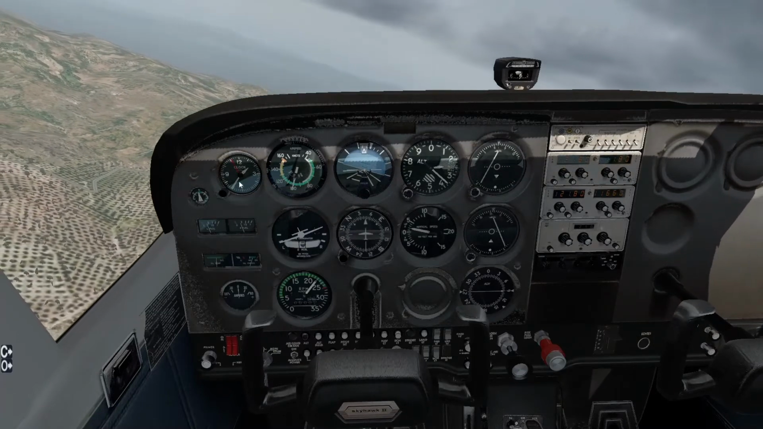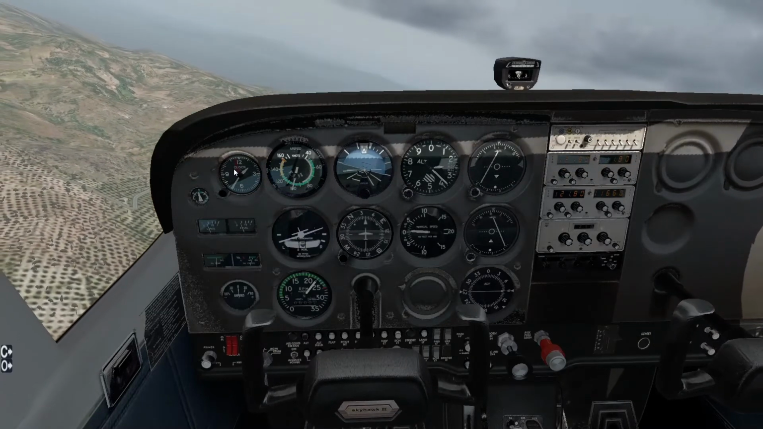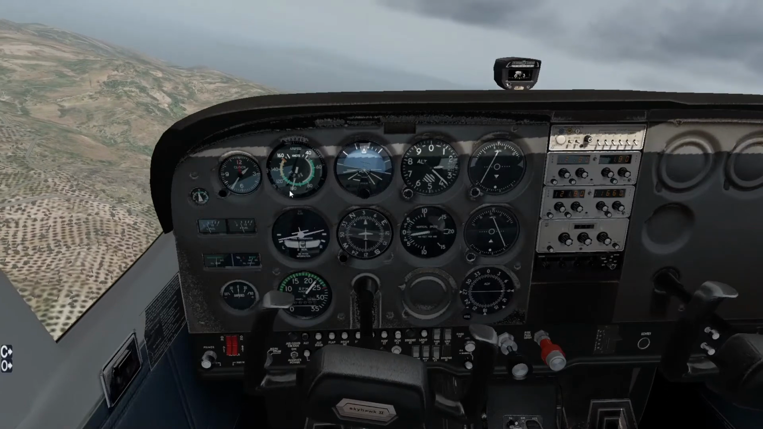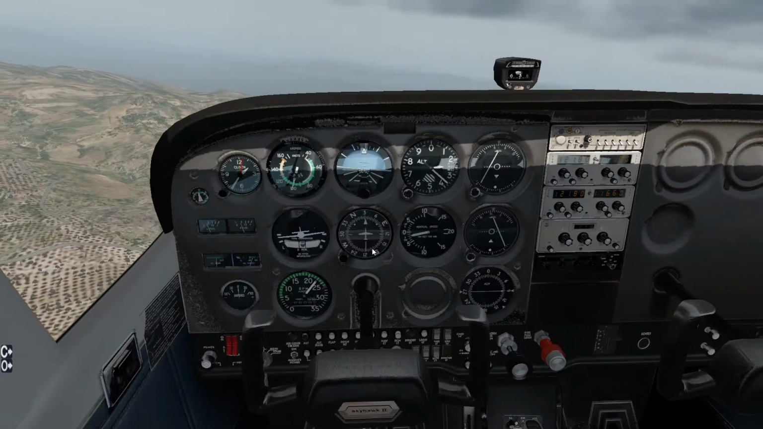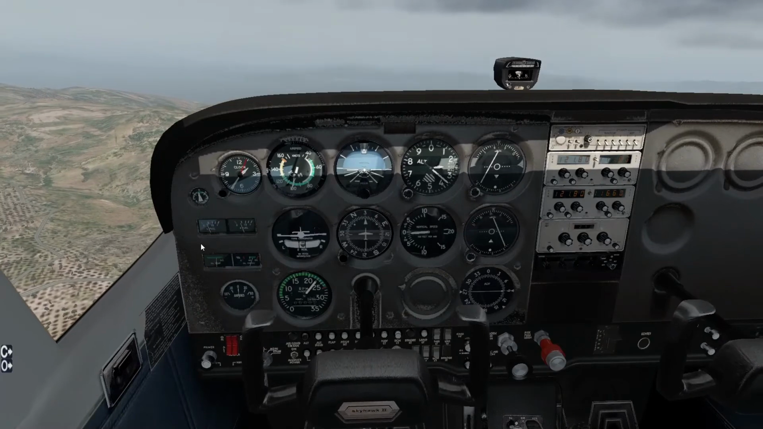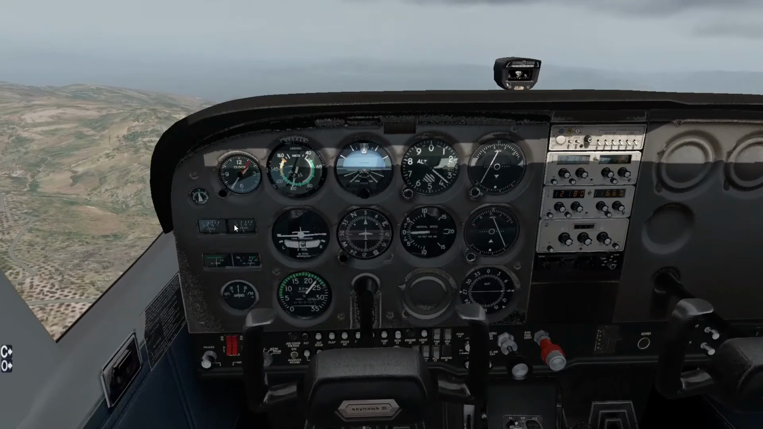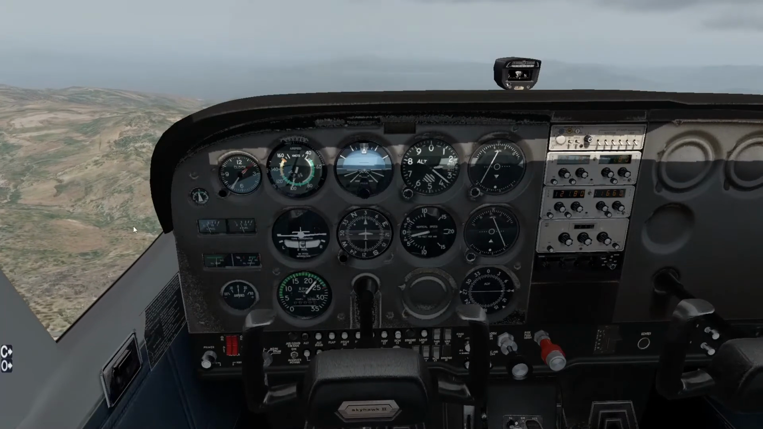Start our rollout, and as you can see here, well, that was a perfect example of a standard rate turn. We performed a 180 degree change of heading in exactly 1 minute.